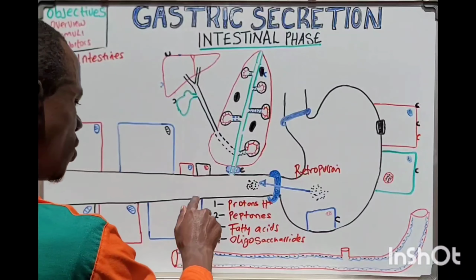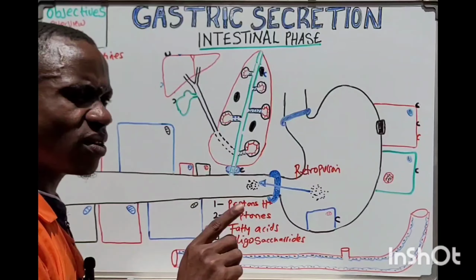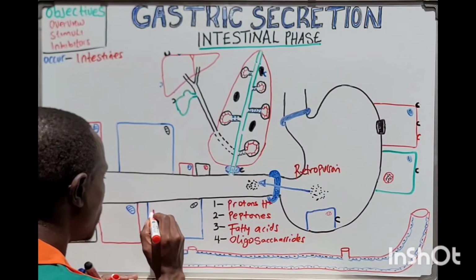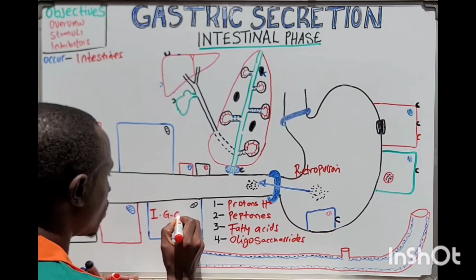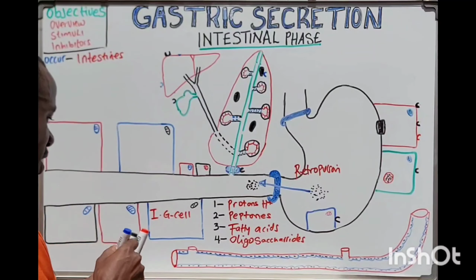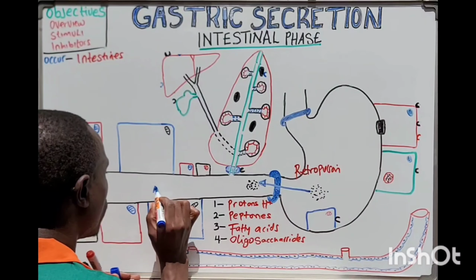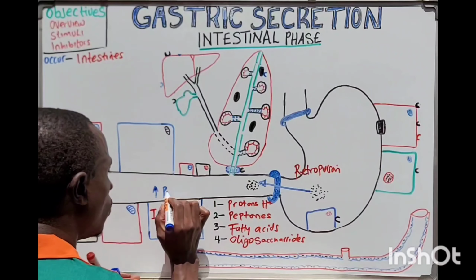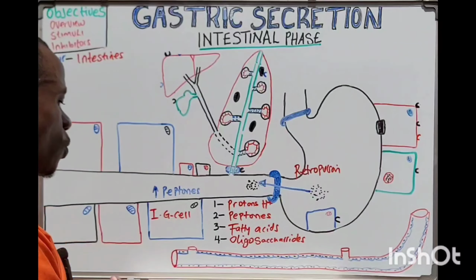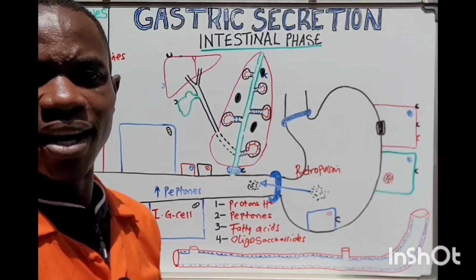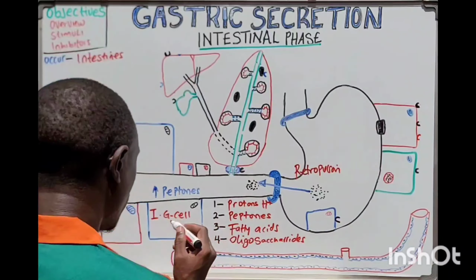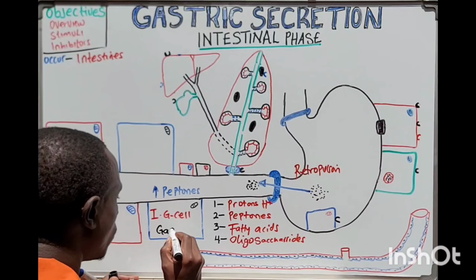Now, within the mucosa of this duodenum, we have this kind of cell. This cell is very important, and it is what we call the intestinal G cell. This cell is super sensitive to high levels of partially digested proteins, which we call peptones. When peptones come in contact with the intestinal G cell, guess what's going to happen? It's going to release a molecule called gastrin. It leads to the production of a hormone which we call gastrin.